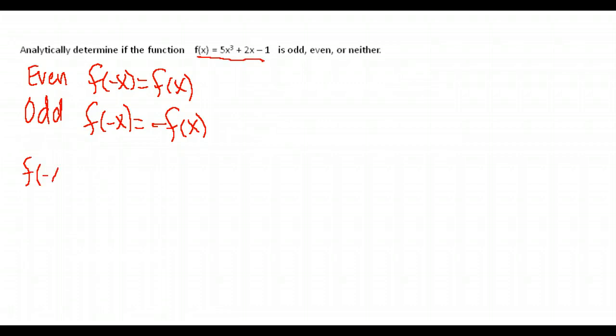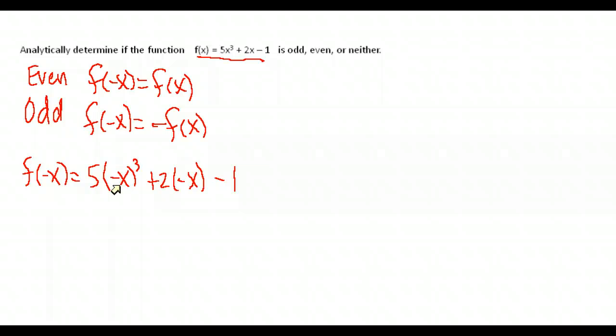We take our function and we do a negative x in place of all the x's. So we have 5 times negative x to the third plus 2 times negative x minus 1. Then we simplify that. Now with powers, when you raise something to an odd power, you come out with the same sign. So negative x times negative x times negative x would just be a negative x. So this gives us negative 5x to the third. 2 times negative x is going to give us a negative 2x. And on the end, really nothing happens to our negative 1.